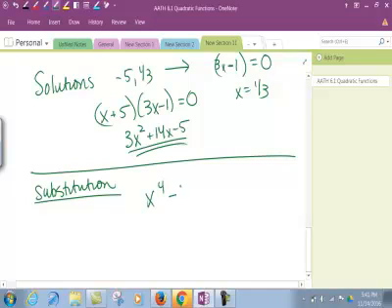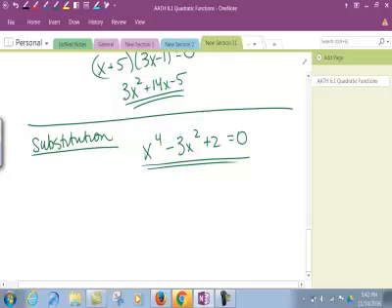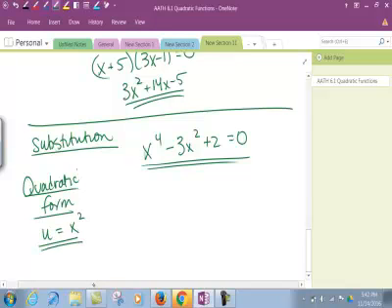If I have x to the 4th minus 3x squared plus 2 equals 0, this is no longer a quadratic equation. We have a fancy name. It's called quadratic form of an equation, but not a quadratic equation. All right, and so the way we solve this is we do something called u substitution, and if we say u is equal to x squared, then this becomes u squared minus 3u plus 2 equals 0.